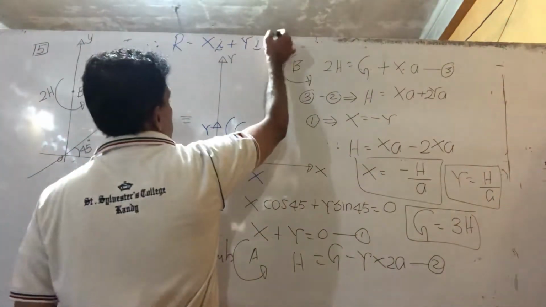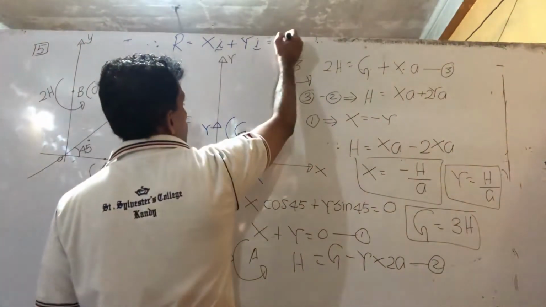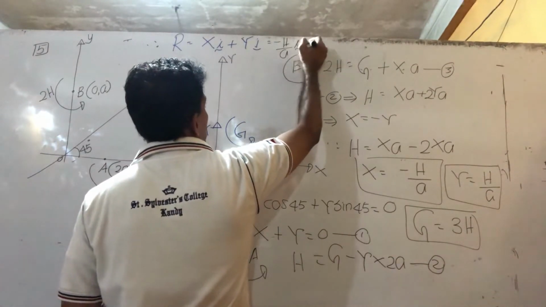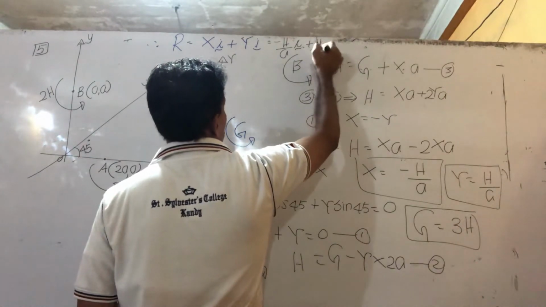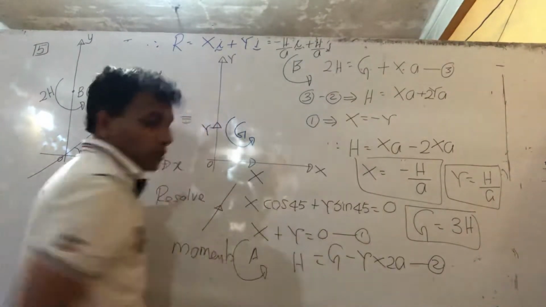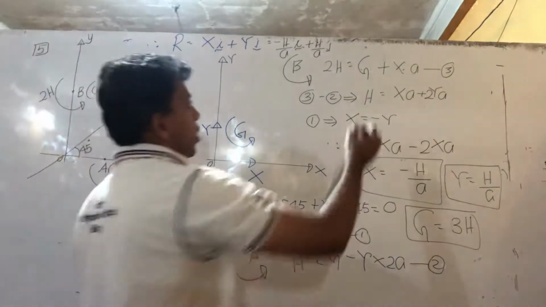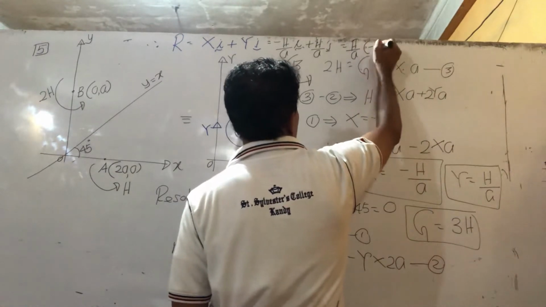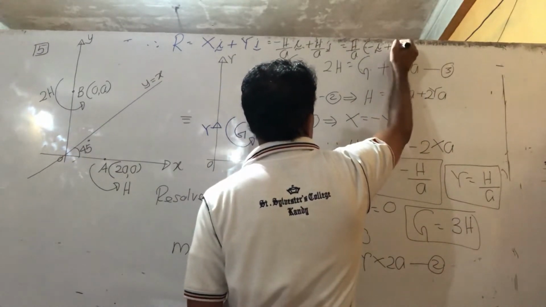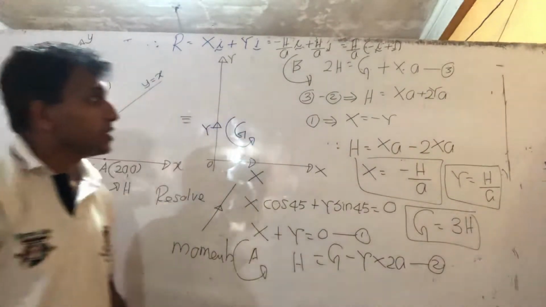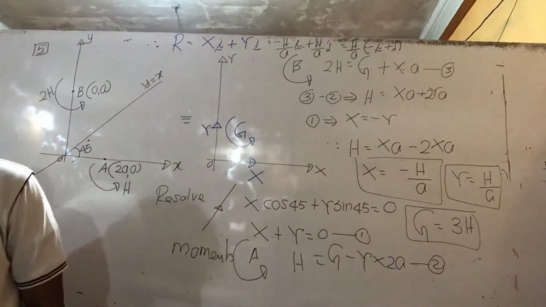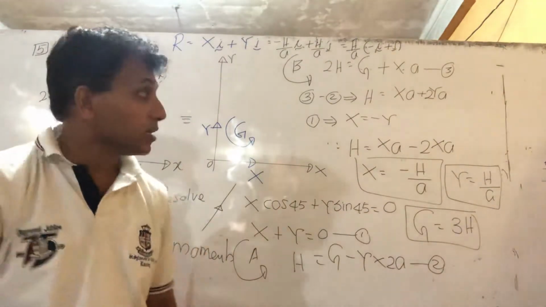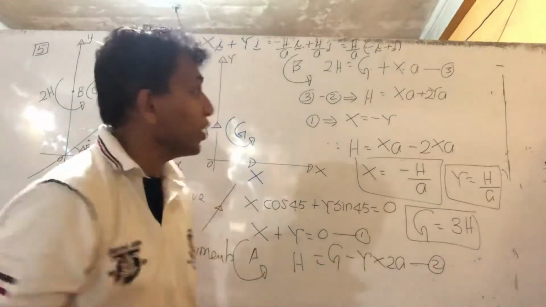So you know the x answer is minus h over a into i, plus y is positive h over a into j. They provide the answer, so take the h over a out. Then what is the answer? Minus vector i plus vector j, right? This is the resultant answer.